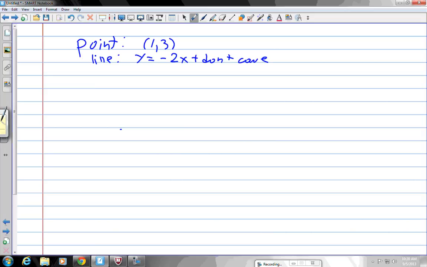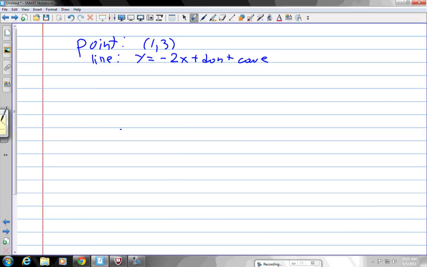because the slope of this line is negative 2. Do you agree? Yeah. So therefore, since we have parallel lines, the slope of our line is also negative 2. Is that right? If it's perpendicular, what would be the slope of our line? Half. So you flip it and change the sign. So negative 2 becomes positive 1/2.